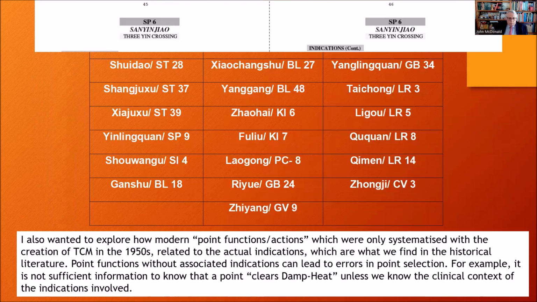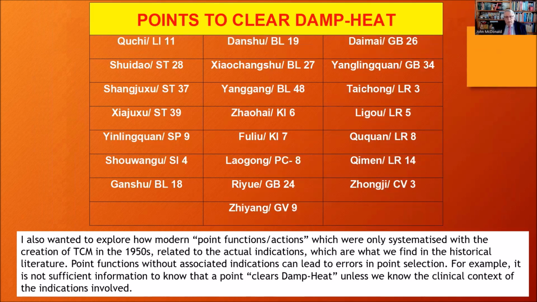I wanted to explore how modern point functions or actions, which were only systematized with the creation of TCM in the 1950s, related to actual indications, which are what we find in the historical literature. Point functions without associated indications can lead to errors in point selection. For example, it is not sufficient information to know that a point clears damp heat unless we know the clinical context of the indications involved.